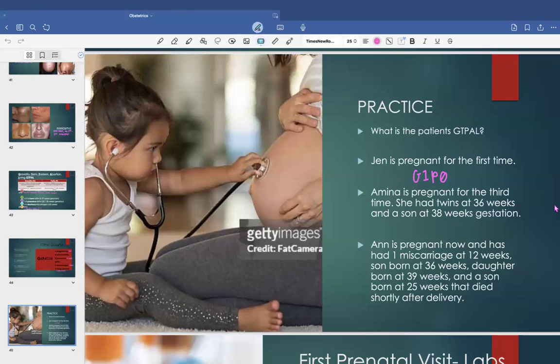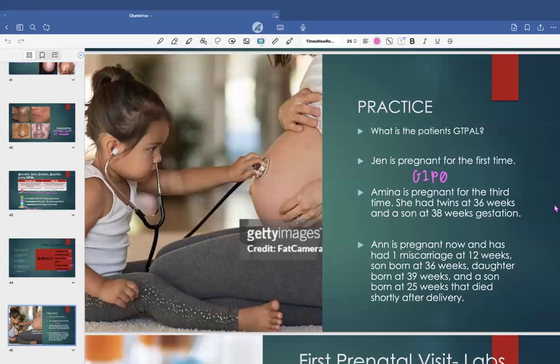Anne is pregnant now. Anne had 1 miscarriage at 12 weeks. She had a son born at 36 weeks, a daughter born at 39 weeks, and a son born at 25 weeks that died shortly after delivery. Let's see what we can do with this one. What's her G? 5. She's pregnant now.